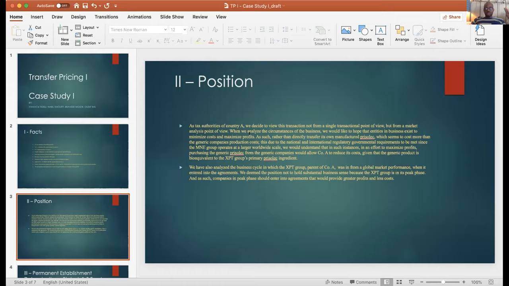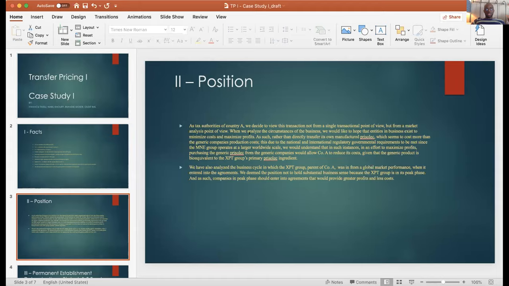The second point is we took it a notch further, and we looked at the situation of XPT from a worldwide standpoint, rather than just from country A's, or just from the economic impact of not providing that profit to country A. And we looked at the business cycle in which the XPT group currently is. We concluded that they are in their peak phase, and as such, for any company that operates on a global scale and is in its peak phase, the management of the company would want the profits to be maximized during these peak phases in all of the jurisdictions in which the multinational group is involved.